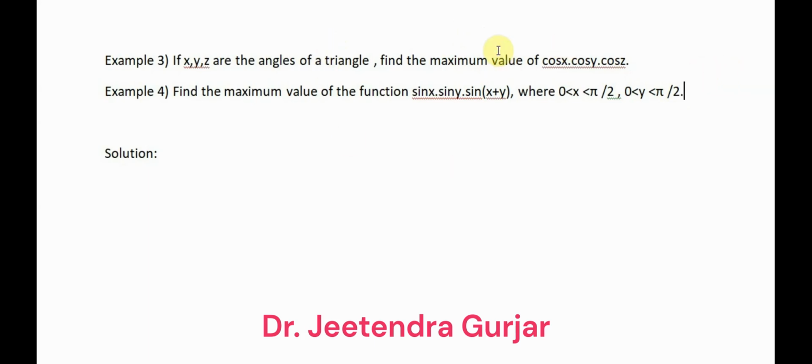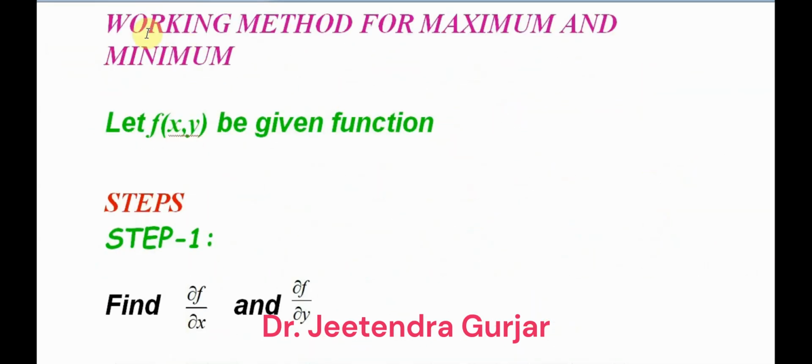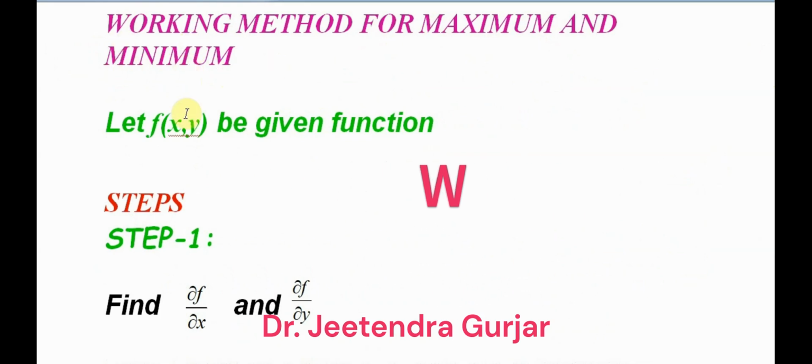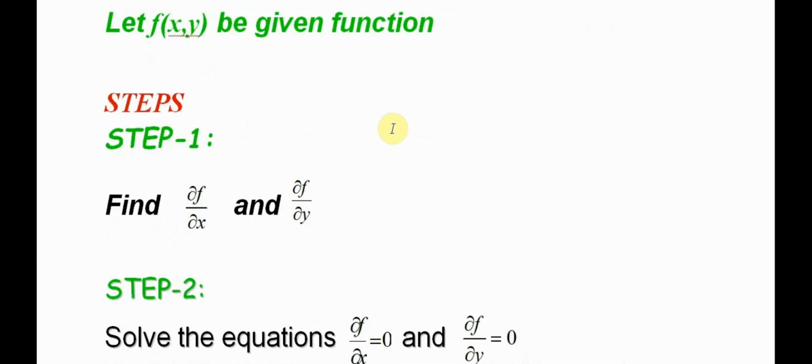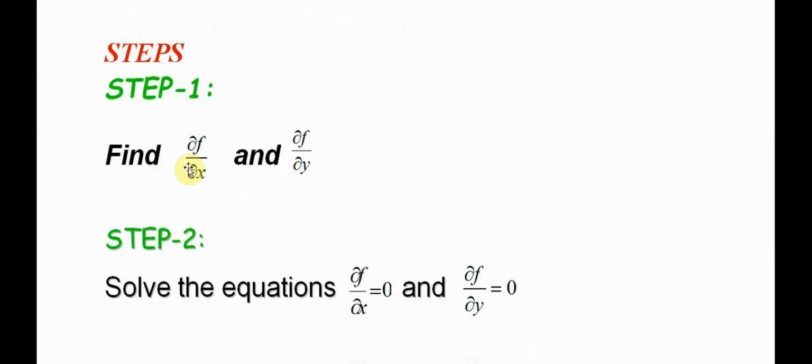Before solving these examples, students, please remember that in my last video we discussed the working method for maximum and minimum. The method is very simple. Let f of x, y be a given function. Step 1: find dou f upon dou x and dou f upon dou y. Differentiate with respect to x partially, keeping y constant, and differentiate f partially with respect to y, keeping x constant.